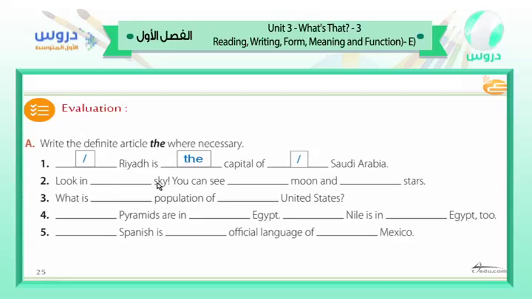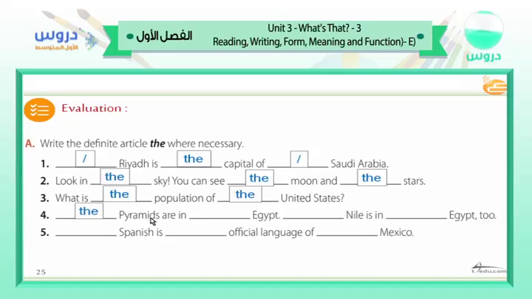Number two, look in sky. It's one of this kind. Look in the sky. That's great. You can see moon. Also one of this kind. The moon. That's great. And the stars. The stars. One of this kind. Look in the sky. You can see the moon and the stars. That's great. Number three, what is population of United States? Yes, what is? Great. What is the population of United States? Also, we have here groups of states. Yeah, we use "the" with them. What is the population of the United States? That's very nice.